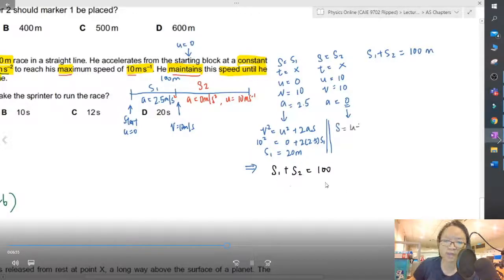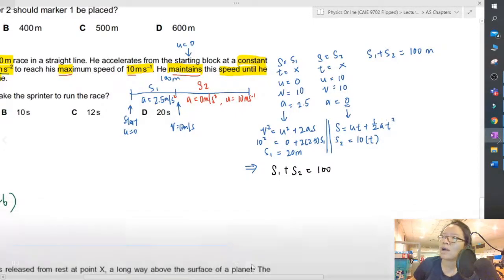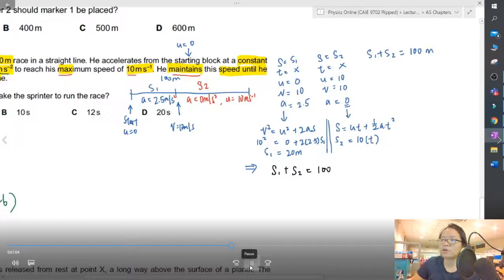Since S1 plus S2 is 100, now here I'm going to use S is UT plus half AT squared. And I can use this here because this time interval is something that I can find. How you do this is really up to you. It's like many ways to solve a puzzle. So let us continue. I'm going to use this equation because I can find t. Since your acceleration is 0, this one will be 0 at the back. So S2 is 10t. So now I can take S1, which is 20, plus 10t is equal to 100.